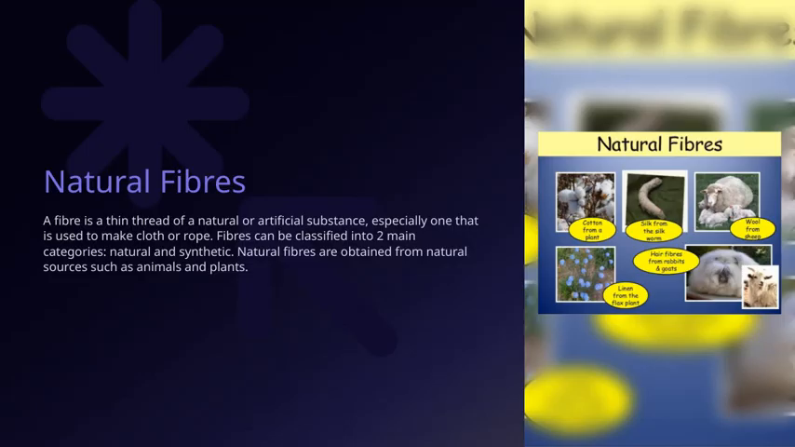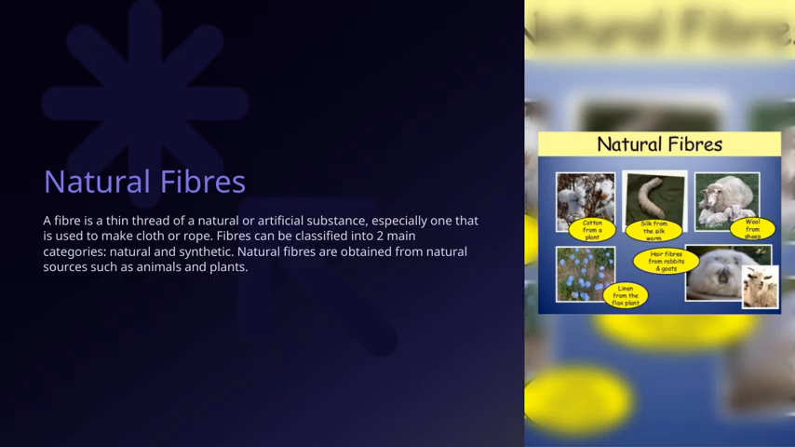Let's talk about natural fibers. So, a fiber is basically a thin thread, which can come from natural or artificial sources. These fibers are really important because they're used to make things like cloth and ropes that we use every day. Now, fibers can be grouped into two main categories, natural and synthetic. Today, I want to focus on natural fibers.